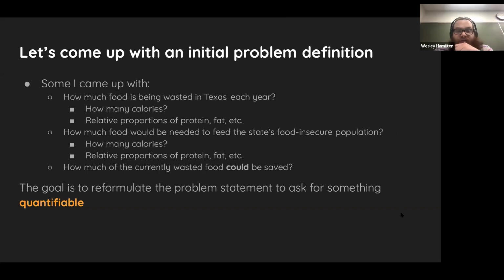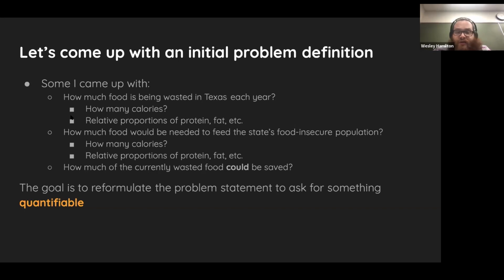Right, the other question is, how much food do you actually need to feed the food insecure population? Again, you could measure that in terms of calories, and you could even split it up based on different kinds of food or whatever else. Another question is, sure, a lot of this food is wasted. How much of it can you actually save, or how much of it can't be saved? And that might be another aspect that you might be able to quantify.